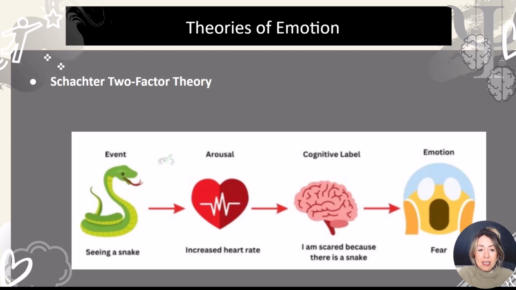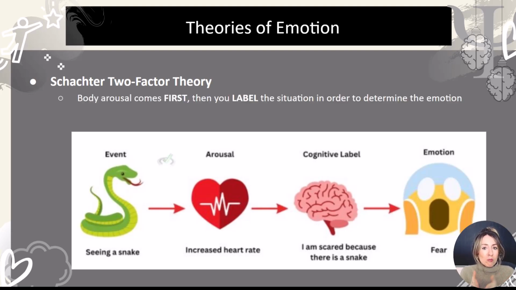So the idea in this Schachter two-factor theory is that your body arousal comes first. So that's the connection with James-Lange. But then, similar to Cannon-Bard, they're like, but the body can feel the same for multiple emotions. So what they said is that then you label the body, and that determines the emotion.